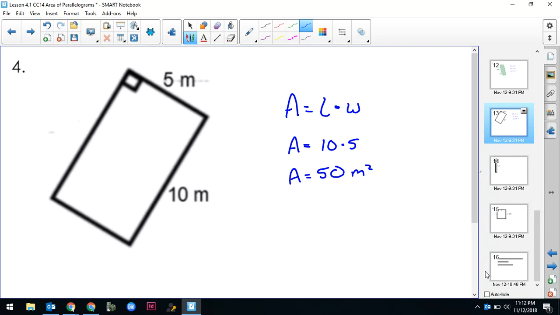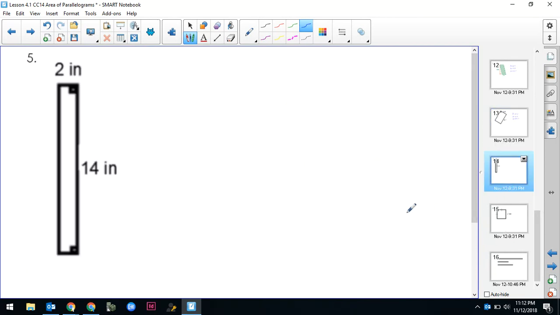Okay, there were 2 left here, and I didn't put in my work for those, so we'll solve these out together. Skinny rectangle. Okay, so we'll do area equals length times width. We substitute in our length left to right, which is going to be 2, times our width, 14. And we end up with area equals 28 inches squared.